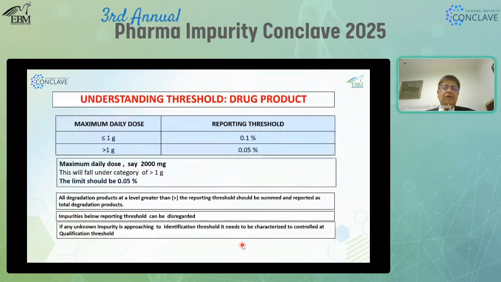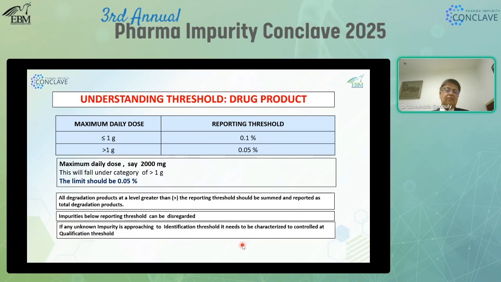Okay. Now it is with respect to the drug product, understanding threshold for drug product. Here it is once again less than 1 gram and more than 1 gram. So reporting threshold is 0.1%, or if it is greater than 1 gram, it is 0.05%. So again, suppose one product, say metformin drug product, maybe 2000 mg is the maximum daily dose. This is more than 1 gram category, the limit will be 0.05%.